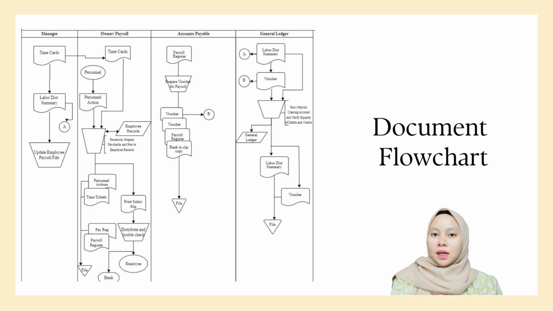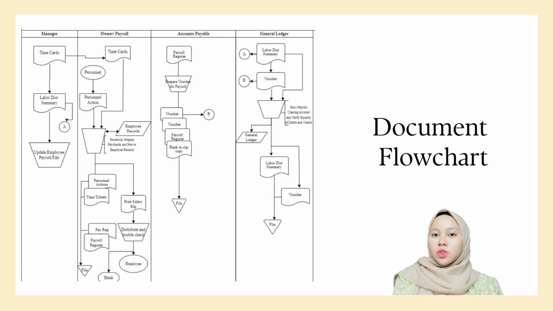First thing first, the manager will collect all the time cards. Then he will come up with a labor distribution summary. He then will update the employee payroll file and report it to the owner, as the owner will oversee all the payroll process. Then the owner will reconcile, prepare paychecks, and post to employee records along with personnel action to update the payroll register and to be kept in the file.